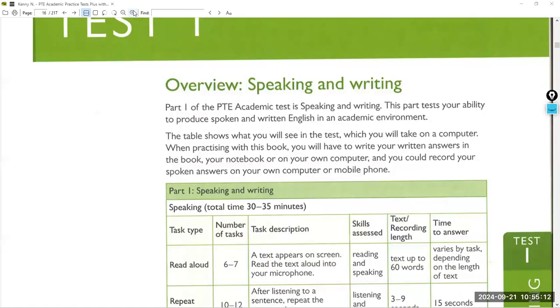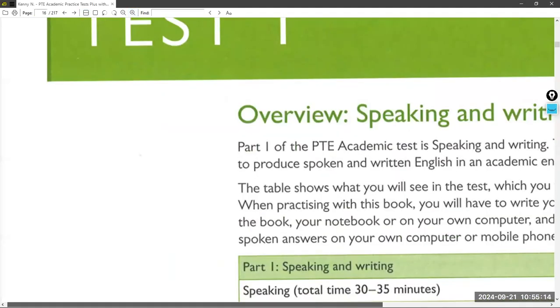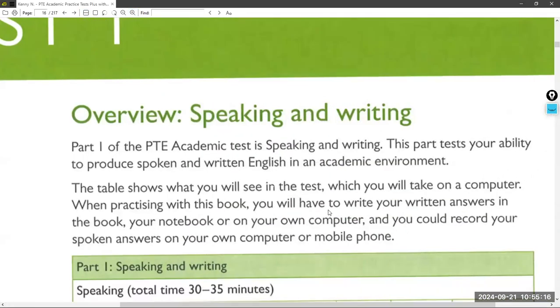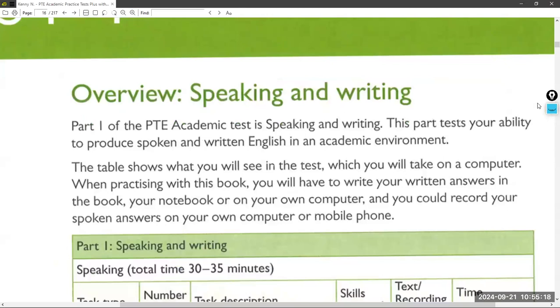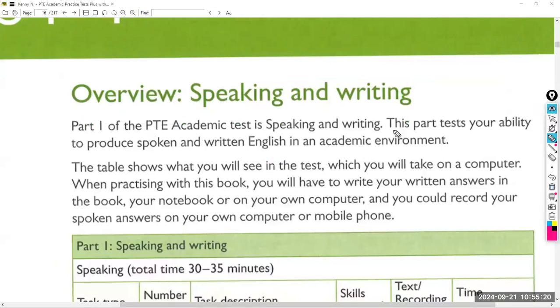Let me zoom the page in just to be able to see the page clearly. And let me show you the overview about part one. So, speaking and writing. Now, part one of the PTE Academic test is about speaking and writing. This part tests your ability to produce spoken and written English in an academic environment.